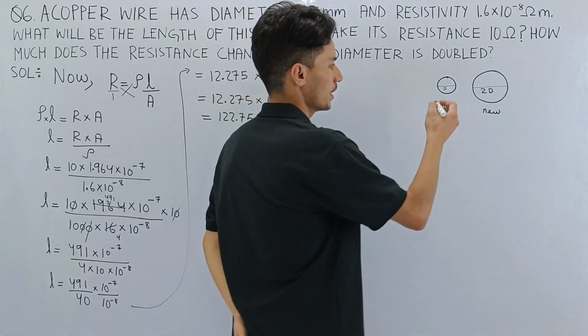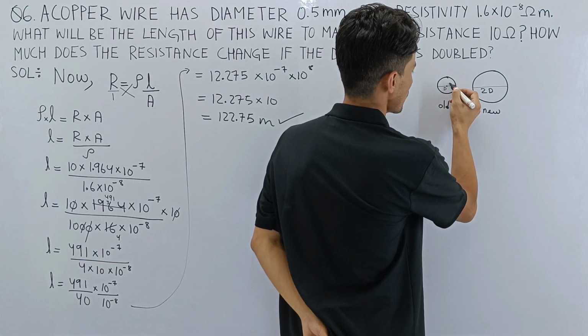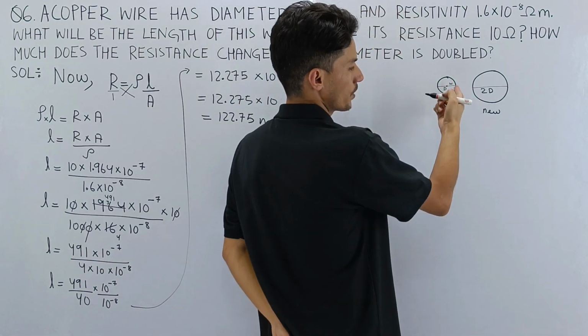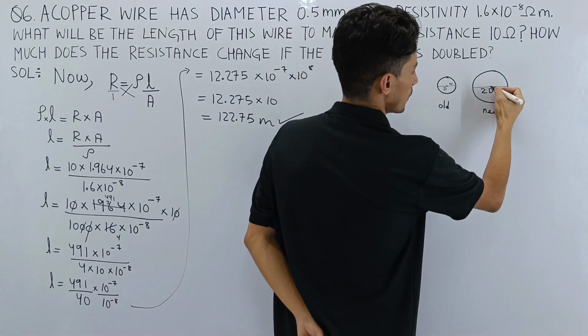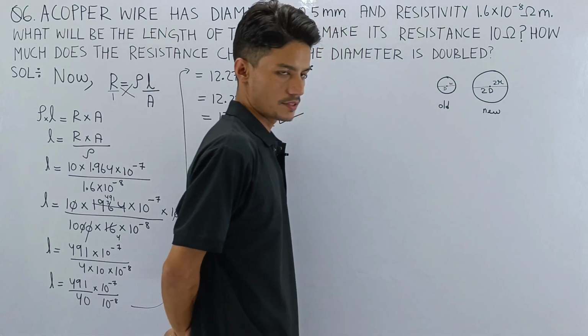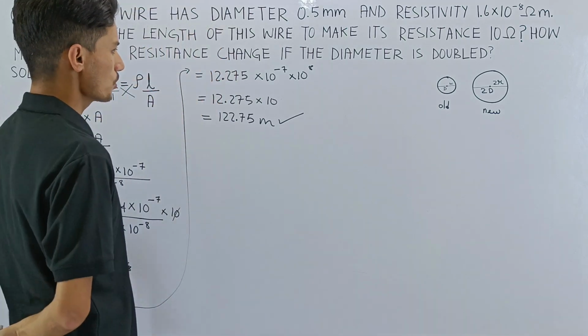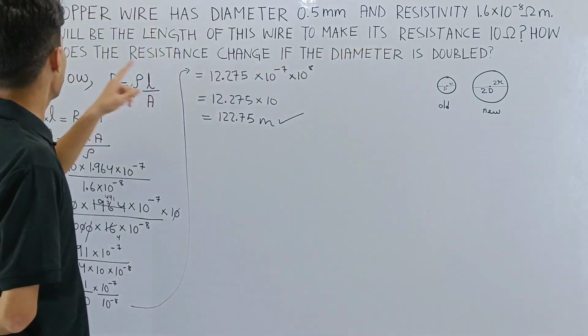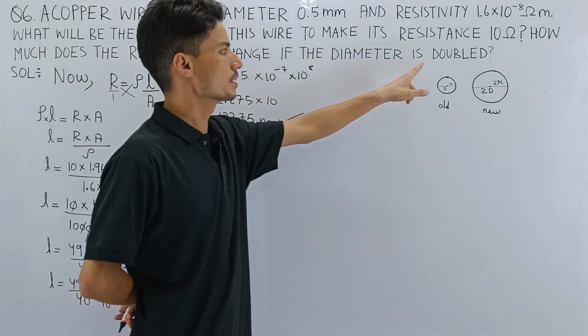From here till here is the radius, so this is the radius of the old wire. Now in the new wire, even the radius will be doubled. Remember this. So we are doing the second part now. How much does the resistance change if the diameter is doubled?